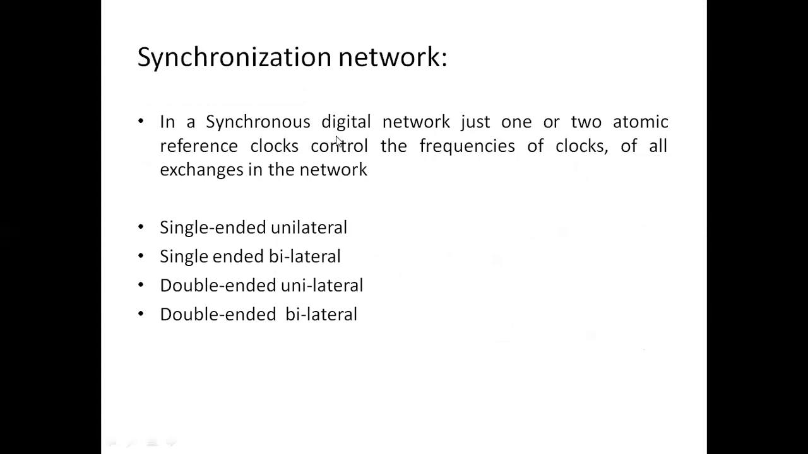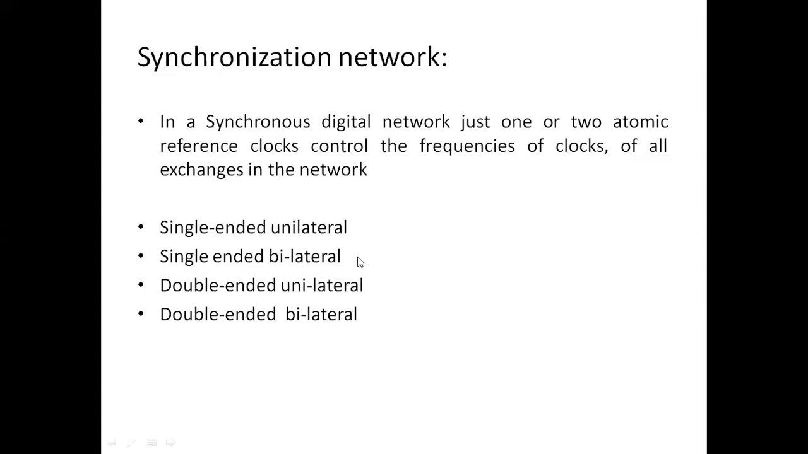A synchronization network is a digital network where just one or two atomic reference clocks control the frequency of the clocks of all the exchanges in the network. Say, for example, consider the national telecom network or the different hierarchy that we discussed in the earlier modules. At a particular level, you have different exchanges connected to a telecom network through the junction network or via tandem exchanges. In a synchronization network, one or two reference clocks are used to control the operating frequency of all the exchanges connected to that network.